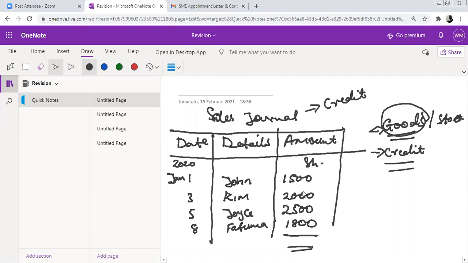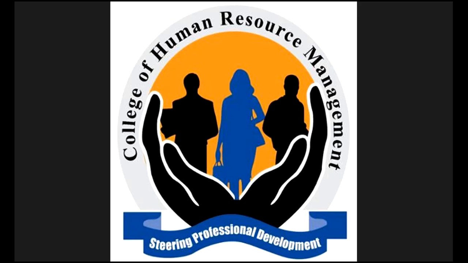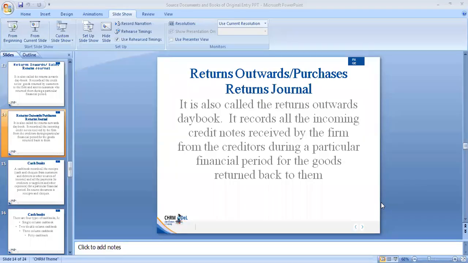Any question up to that point? Okay. I hope it is well understood. We have talked about the four books of original entry: sales, purchases, sales returns, purchases returns. Now we can move on.